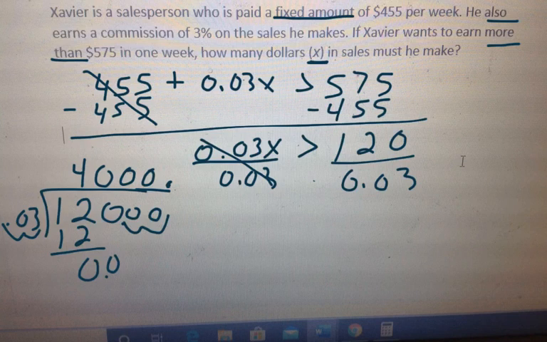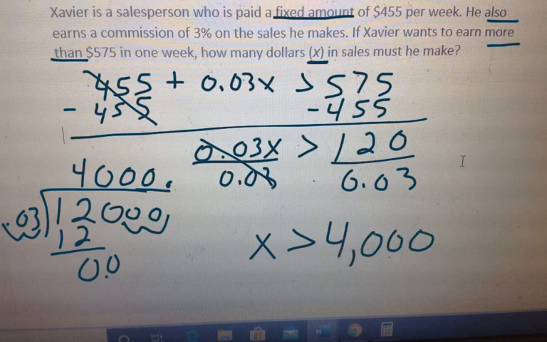So in order to make more than $575 in 1 week, Xavier would need to make over $4,000 in sales.